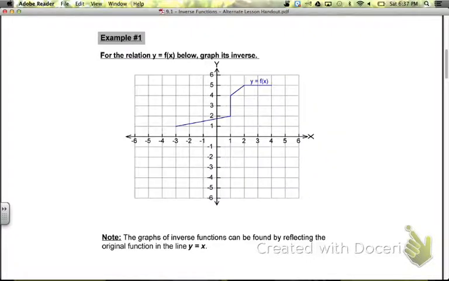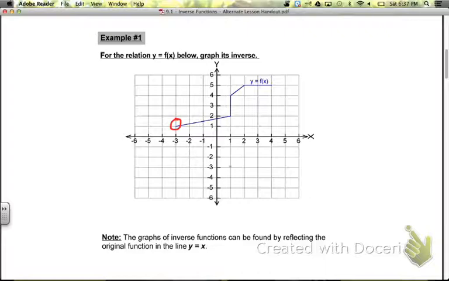So in example 1, for the relation y equals f at x below, we want to graph its inverse. So we're going to look at key points that are on the given function graph, and we are going to use those points to graph our inverse. So we see here we have the point (-3, 1). When we go to graph that point, we're going to graph it at (1, -3). So we have that point there.